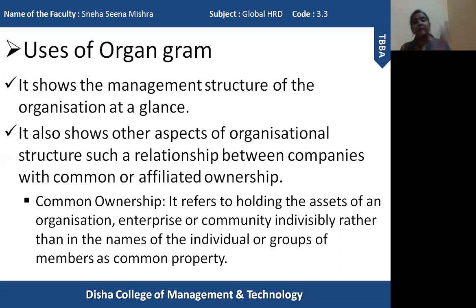Okay, so when we are representing the organization structure in the organogram way or in the diagrammatical way, it can easily reveal whether the company is with common ownership or affiliated ownership. It clearly explains the relationship between companies. Companies with common ownership will have a different structure, and companies with affiliated ownership will have a different structure and different relationship between each other. So that is revealed in the organogram.